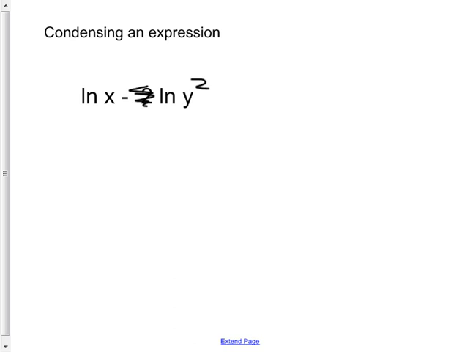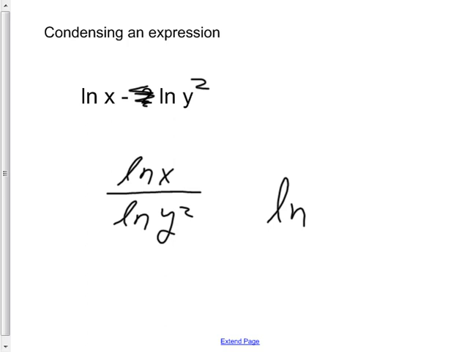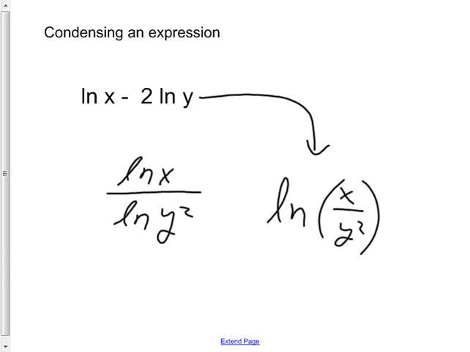Now I can put these guys together, and it's a subtract problem. So that means it should be a multiply or divide? Divide. So it's ln x divided by ln y squared. But there really shouldn't be 2 ln's there. Final answer? ln of x over y squared. Now look at the original. And this is the answer to it. Do you get that?